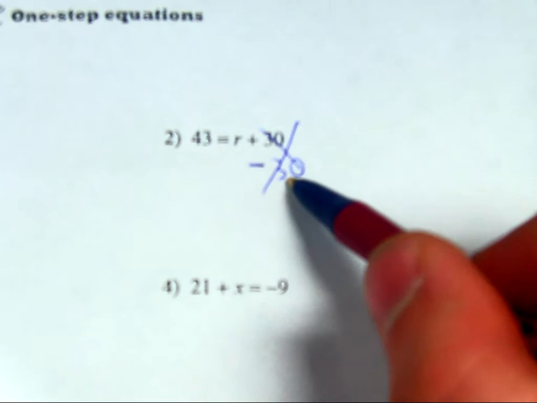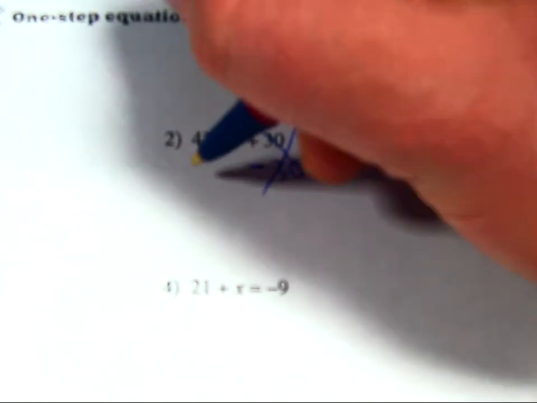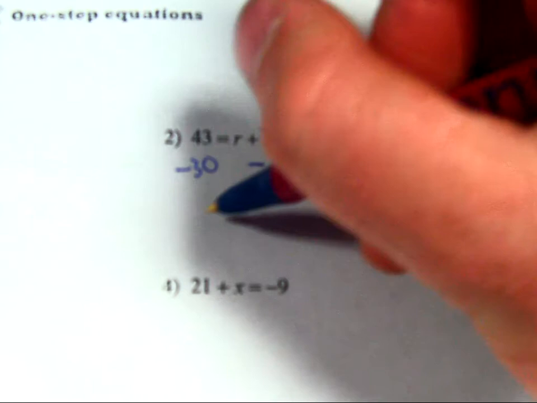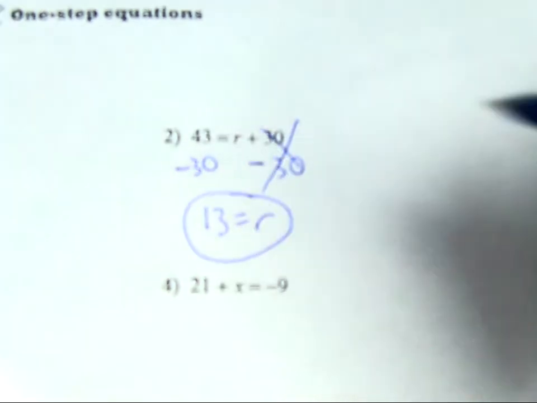Now, whatever we do to one side, we have to do to the other side. So if I subtracted 30 from here, I also need to subtract 30 from here. 43 minus 30 is going to be 13, which will equal r.